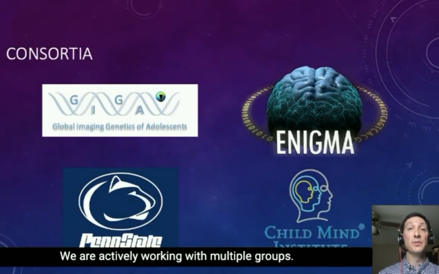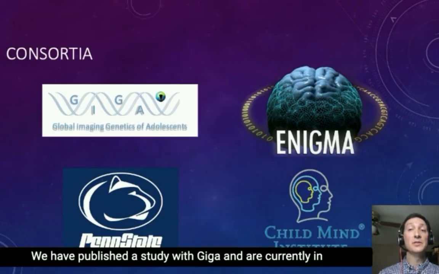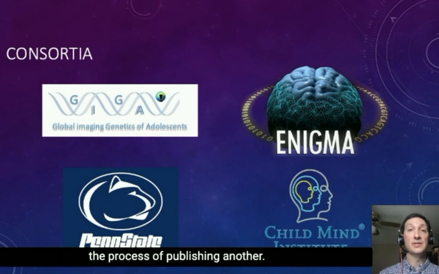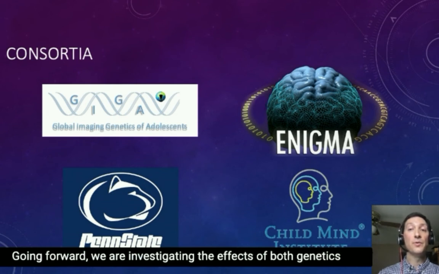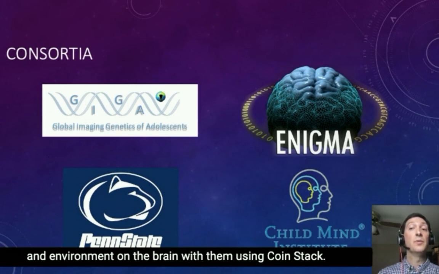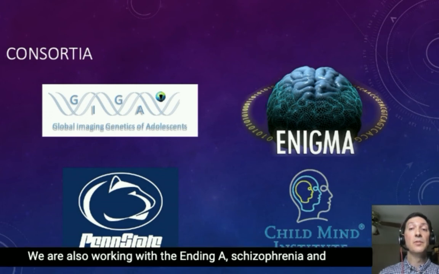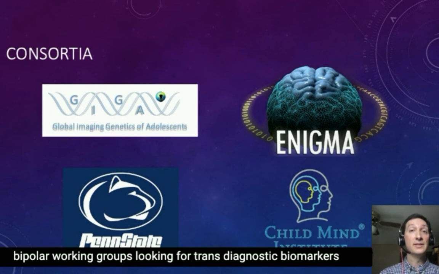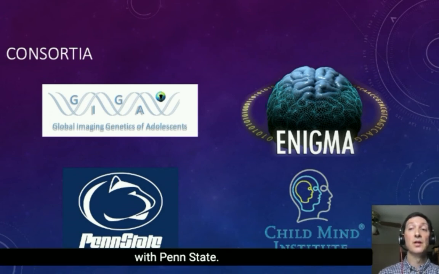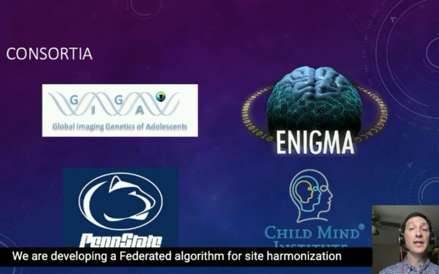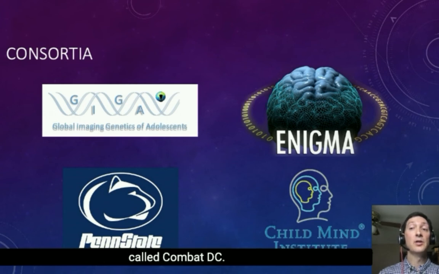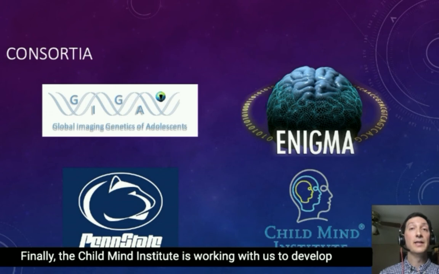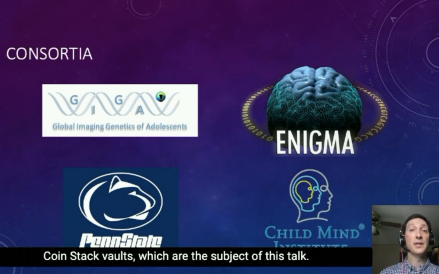We are actively working with multiple groups. We have published a study with GIGA and are currently in the process of publishing another. Going forward, we are investigating the effects of both genetics and environment on the brain, using COINSTAC. We are also working with the ENIGMA schizophrenia and bipolar working groups, looking for transdiagnostic biomarkers. With Penn State, we are developing a federated algorithm for site harmonization, called COMBAT-DC. Finally, the Child Mind Institute is working with us to develop COINSTAC vaults, which are the subject of this talk.